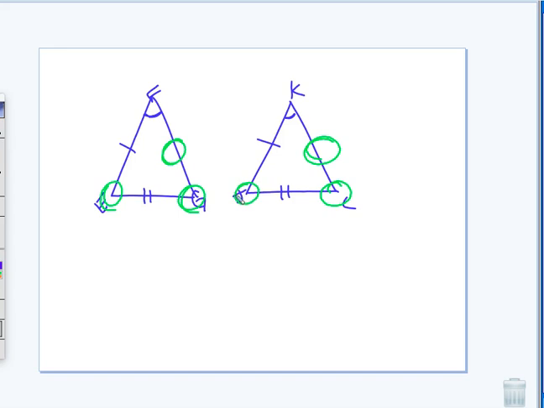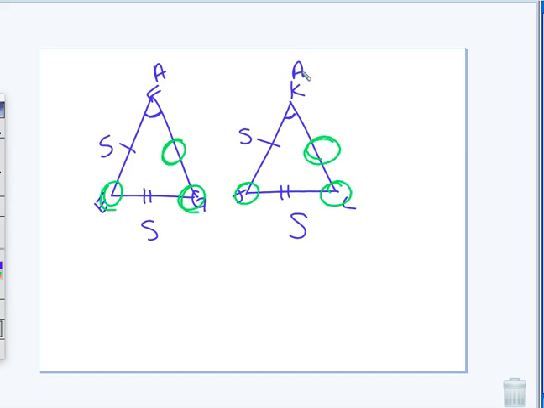But if I have 3 pieces of information that fall into side, side, side, side, angle, side, or hypotenuse leg, I can prove that the 2 triangles are congruent and all 6 corresponding pieces are congruent. So let's see what I have here. I have a side pair that's congruent, a side pair that's congruent, and an angle that is congruent.